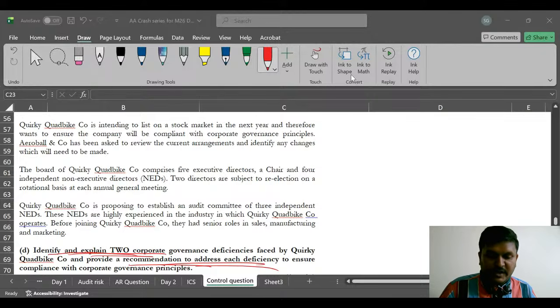What is the problem over here? We don't have a balance of the board. Since we don't have the balance of the board, there is a possibility that executive directors will take a biased decision. That is why that is a particular deficiency.